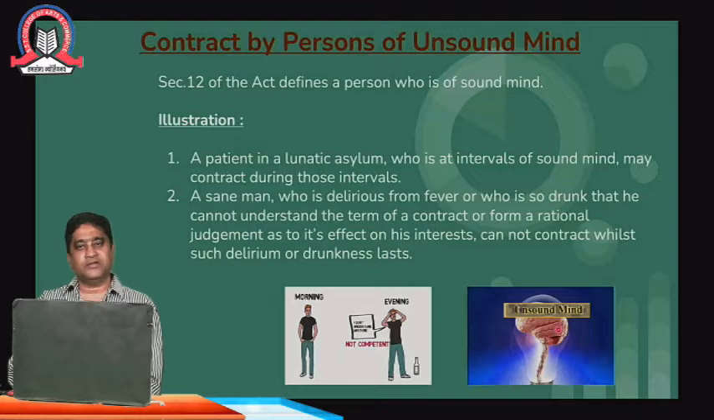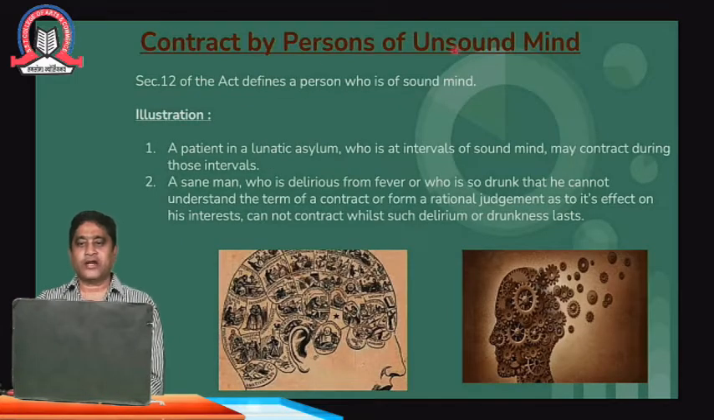So the person who is in a state of intoxication or drunkenness, or a person who is in a coma, or any other person, when that particular effect is removed, he can enter into a contract, as mentioned under Section 12 of the Indian Contract Act, 1872. Contract by a person of unsound mind: coming to the same section.